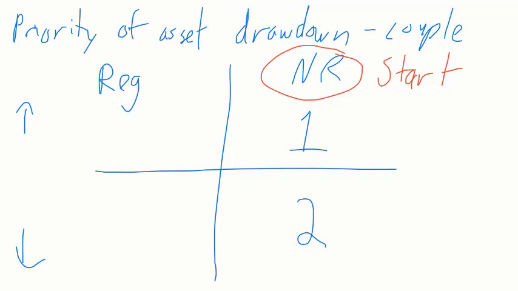Does it work the same? No, it actually works backwards. Because when I draw down the registered assets, I now am incurring immediate taxation. So if I want to defer tax as much as possible, the next thing I want to do is draw down the registered assets of the lower income earner because they're going to pay less tax. Finally, I am going to draw down the registered assets of the higher income earner.